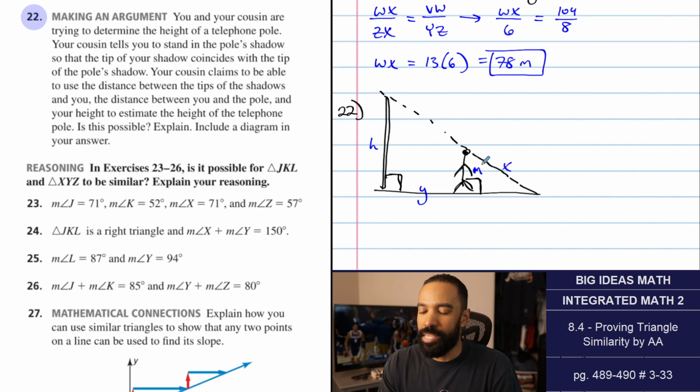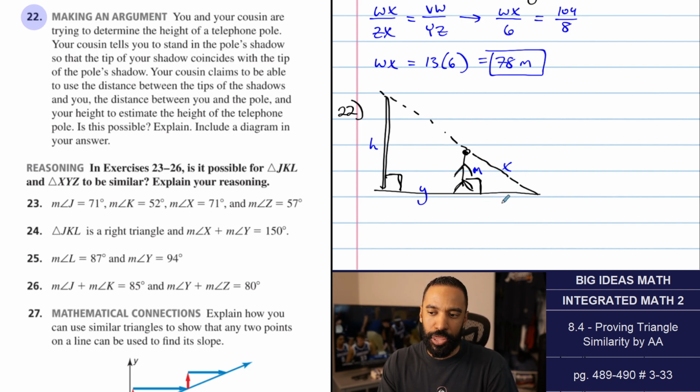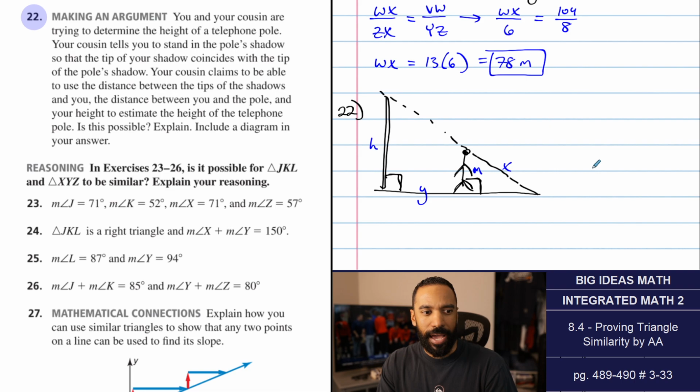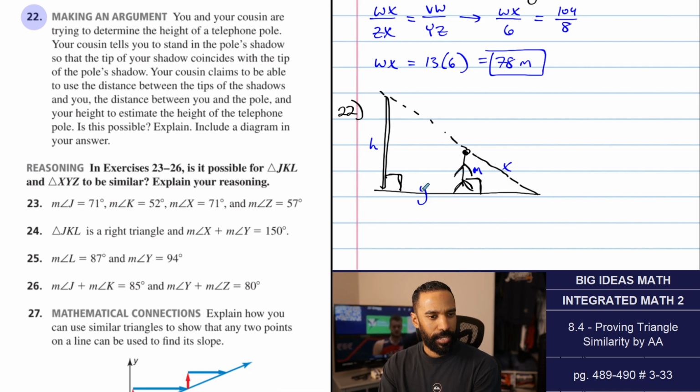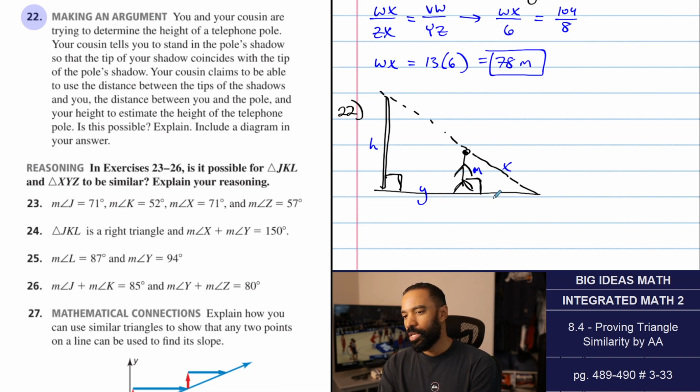Yeah, see, I can use, yes. If you know the numbers, I could use Pythagorean theorem to find this one, and then that length could find this one. What are we trying to find? Estimate the height of the telephone pole. Yes, because if we have this and my height, I could use Pythagorean theorem to find this one, which could use similarity to find this one. Yes. Yep.